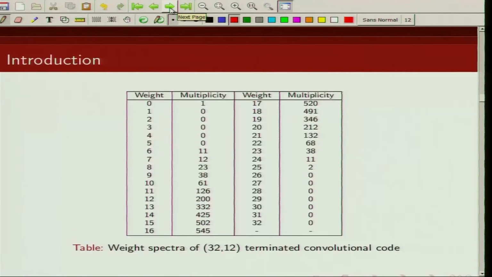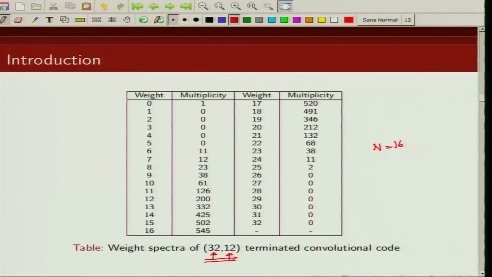So in this I have drawn, consider n equal to 32 and k equal to 12. Remember, we were using a generator matrix of memory order 4, so we were terminating it. Four were tail bits. So this is a (32,12) terminated convolutional code.